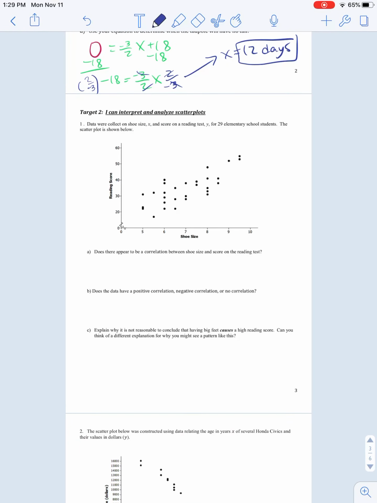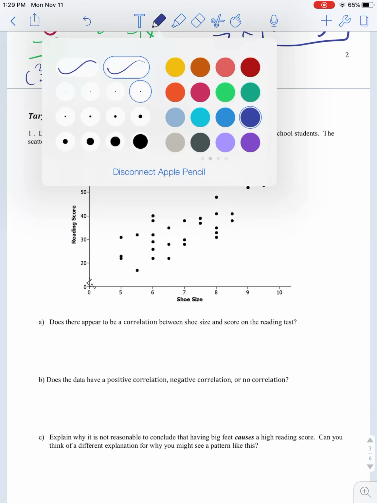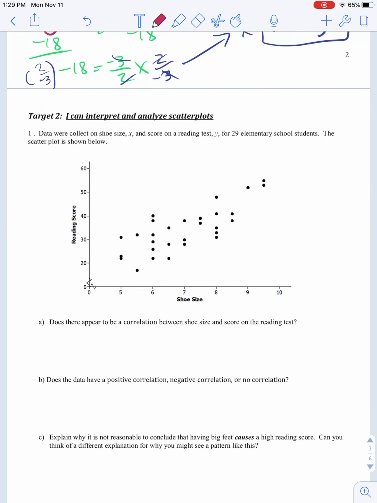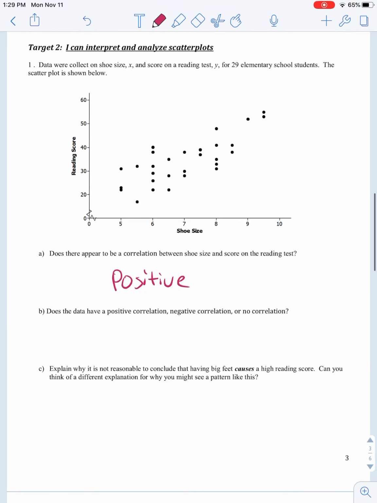All right, so now we have a few more notes that they're going to have us do. The first one says, does there appear to be a correlation here? I want you to try these problems at this point and then check my answers afterwards. So I would say that there looks like there's a definite positive correlation here. There's a positive correlation between shoe size and score on the reading test. So the first question was just asking, is there a correlation? So do you see anything? And I would say yes, there's definitely a correlation, and we're seeing that it's a positive correlation.